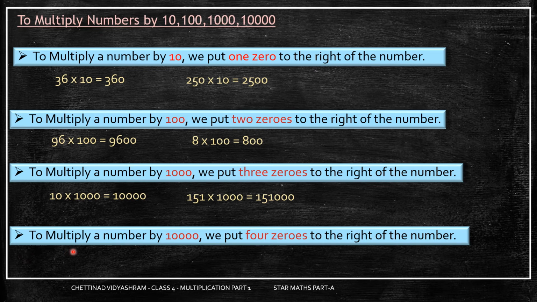Then the last one, to multiply a number by 10,000, we put 4 zeros to the right of the number. So the given number 10,000 has 4 zeros. So we put 4 zeros to the right of the number. Example, 5 into 10,000 gives you 50,000. 72 into 10,000 is equal to 7,20,000.